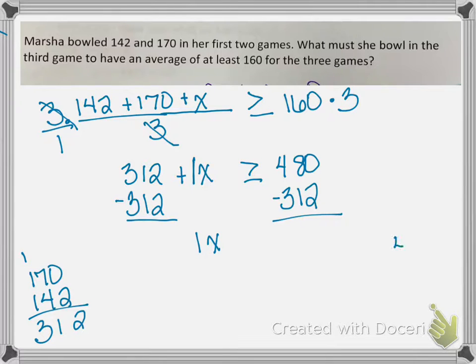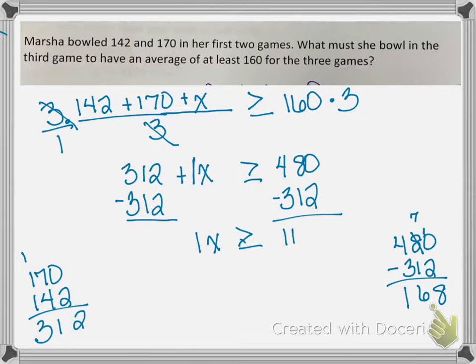Practice that subtraction. So we have 480. Okay, I mark out my 8 and put a 7. 10 minus 2 is 8. 7 minus 1 is 6. 4 minus 3 is 1.